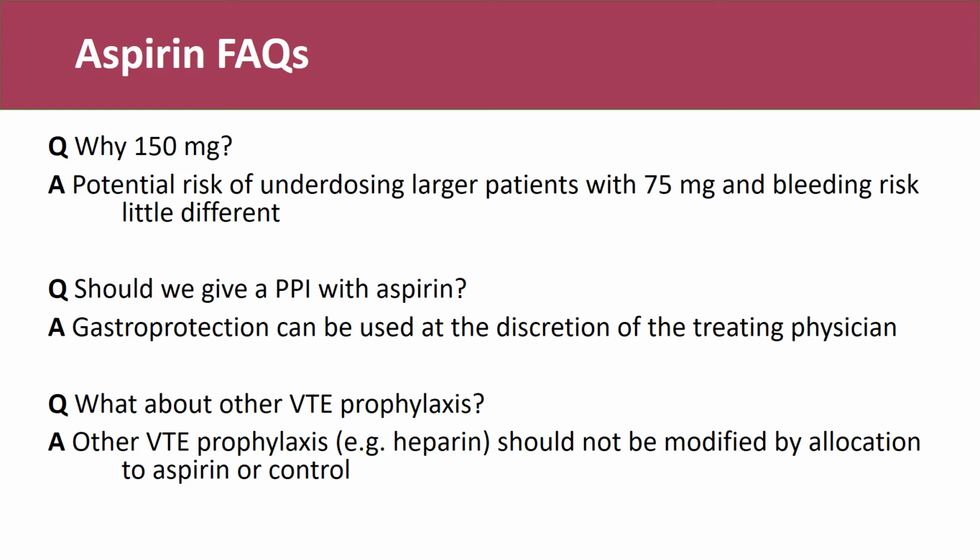We have chosen a dose of 150 mg within recovery because there is a potential risk of underdosing larger patients with a standard 75 mg dose, and the bleeding risk between these two doses is very little different. It is allowed according to the protocol to give patients gastroprotection if the prescribing doctor considers that necessary. It is also allowed that participants receive the standard thromboprophylaxis regime at their site, and how they are treated in accordance to that should not be modified by allocation in the trial to aspirin or control.